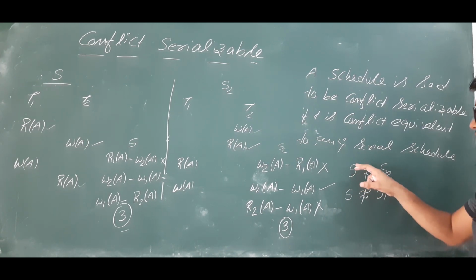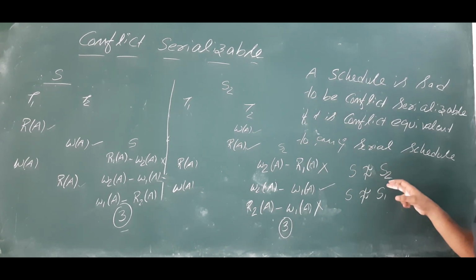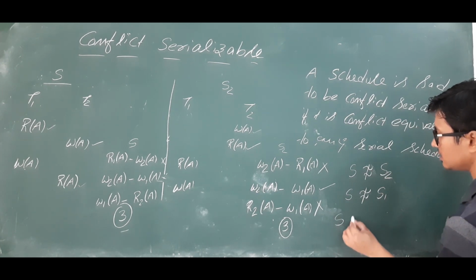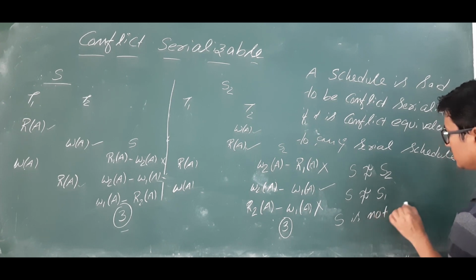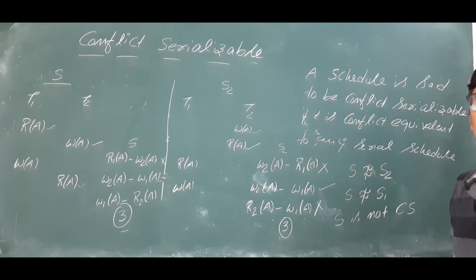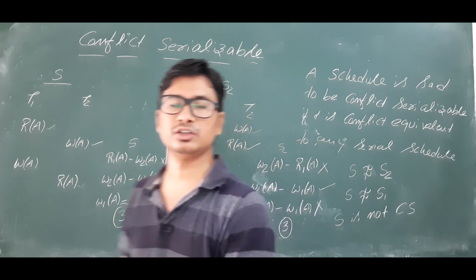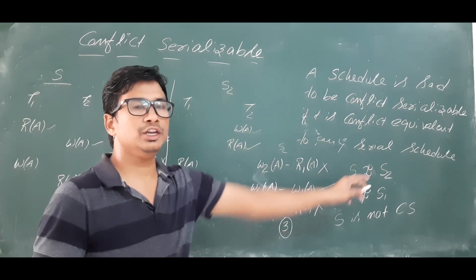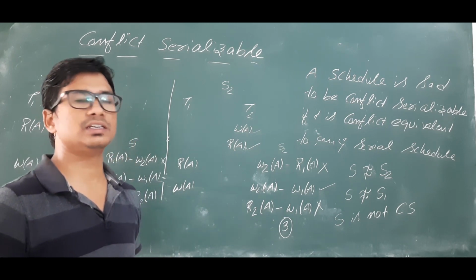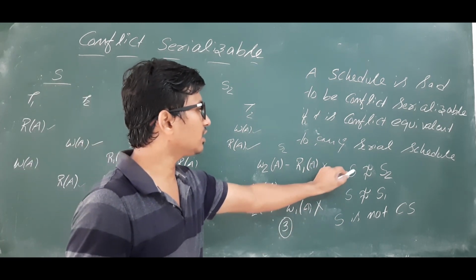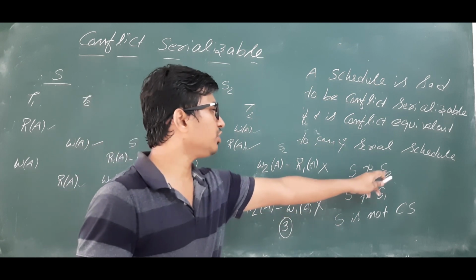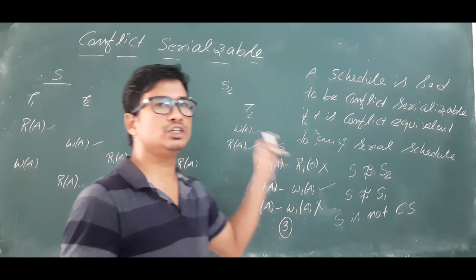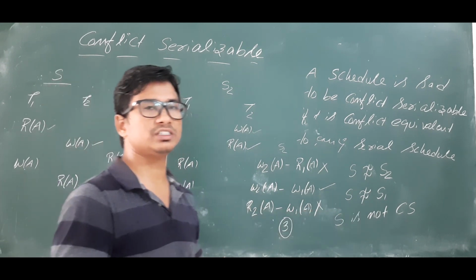So the given schedule is not conflict equivalent to any of its serial schedules, then I can say that S is not conflict serializable. Are you able to understand? I can say the given schedule is conflict serializable only if it is conflict equivalent to any of its serial schedules. But if the given schedule is not conflict equivalent to any of its serial schedules, then I can say that the given schedule S is not conflict serializable.